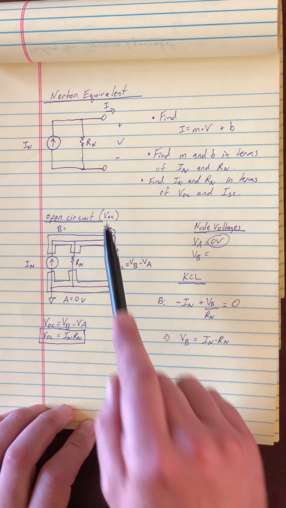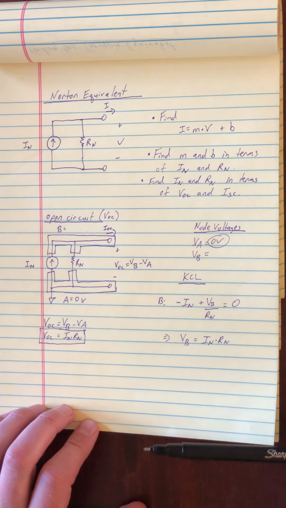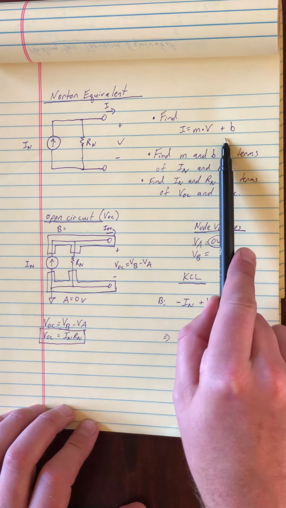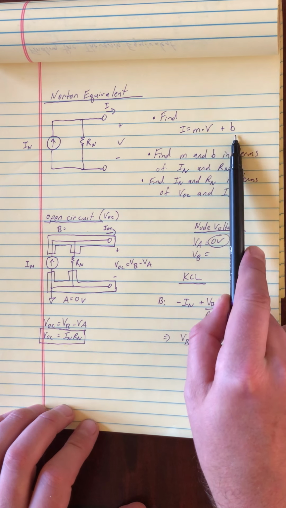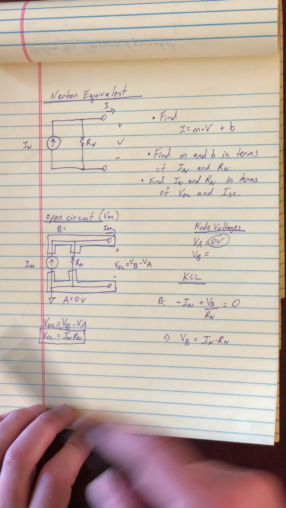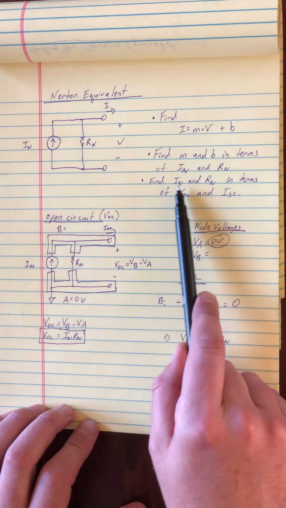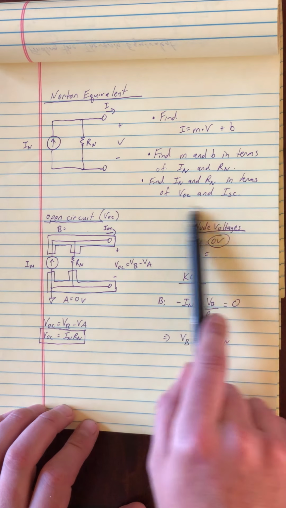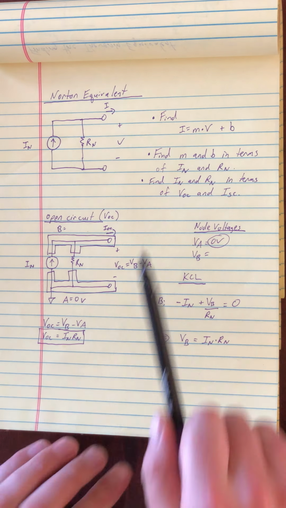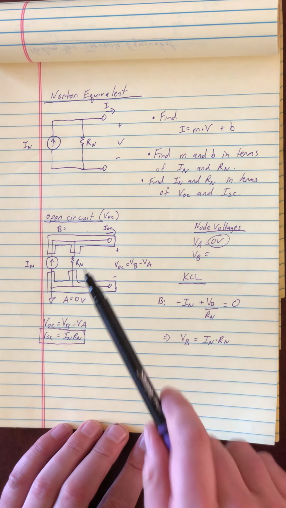And if we can do that, then we can find values for Rn and In that would match any given linear network characteristic. So this is our general equation for a characteristic equation. I is m times v plus b. We want to find m and b in terms of In and Rn, so we can write an expression there that matches any other given linear network. And then we also want to find In and Rn in terms of VOC and ISC, so that we can solve for those when you actually solve your linear network. In terms of VOC and ISC, then we can get the values for In and Rn. So that's what we're doing here. So let's go ahead and go through our process.